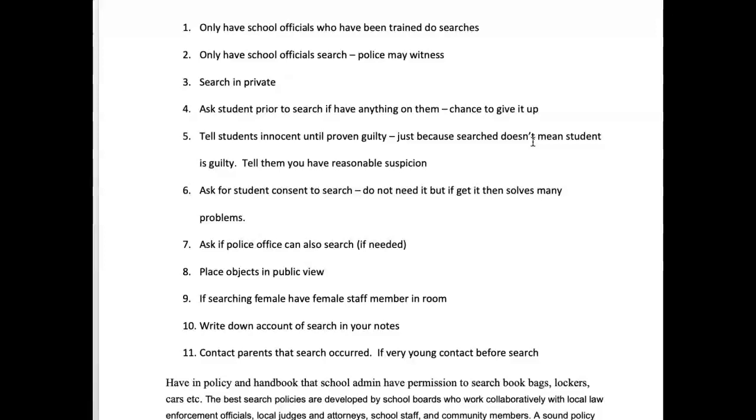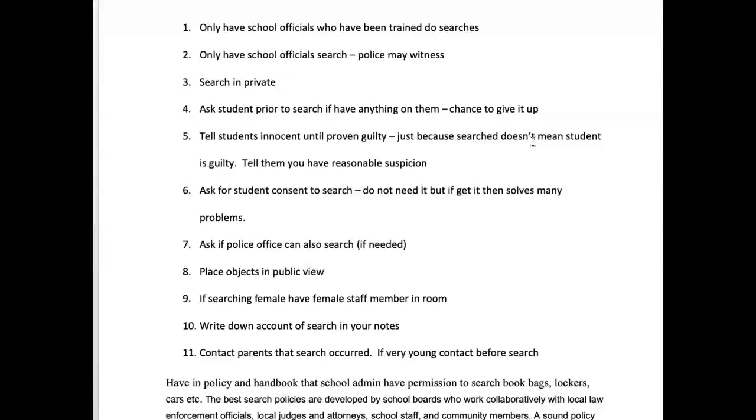Right? Contact parents that the searches occurred. And again, if very young, I'd say under the age of 14, I'd contact them before the search. If they want to be there for the search, they can. I had parents come out and say, I'll search them. I said, no. Here's board policy, says I can search.